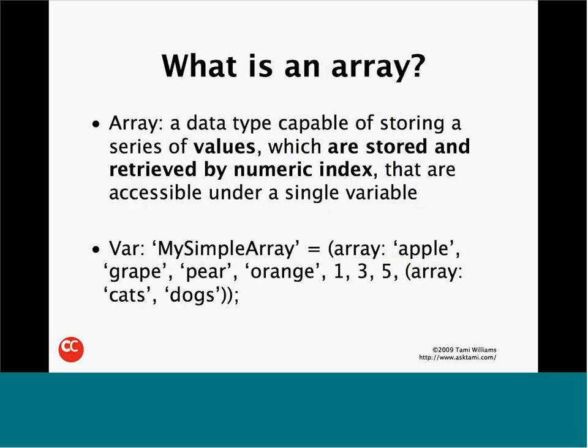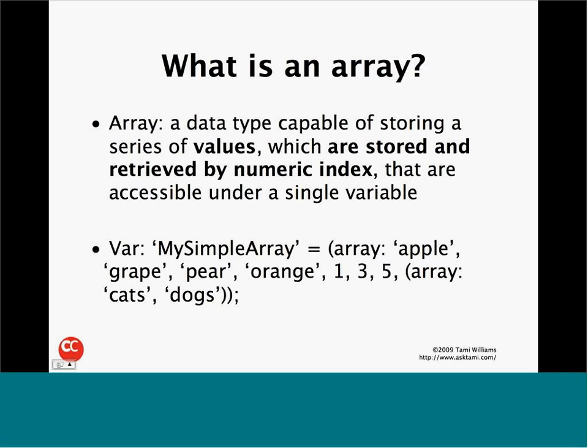So what is an array? An array is a data type capable of storing a series of values, which are stored and retrieved by numeric index and are accessible under a single variable. It's a data type holding values like a list, or like all the records in a database. It's like a PHP indexed array, if any of you know PHP. When I think of arrays, I think of a carton of eggs, except the eggs are integers, strings, or other arrays. Each element in an array has an index called a key, like a page number in a book that says where the item is in the array.